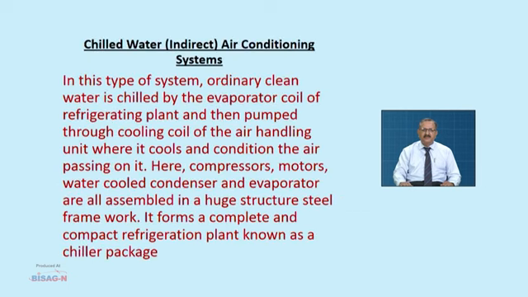Chilled water indirect air conditioning system. In this type of system, ordinary clean water is chilled by the evaporator coil of the refrigerant plant and then pumped through the cooling coil of the air handling unit, where it cools and conditions the air passing over it. Here, compressors, motors, water-cooled condenser and evaporator are all assembled in a huge structural steel framework. It forms a complete and compact refrigeration plant known as a chiller package.